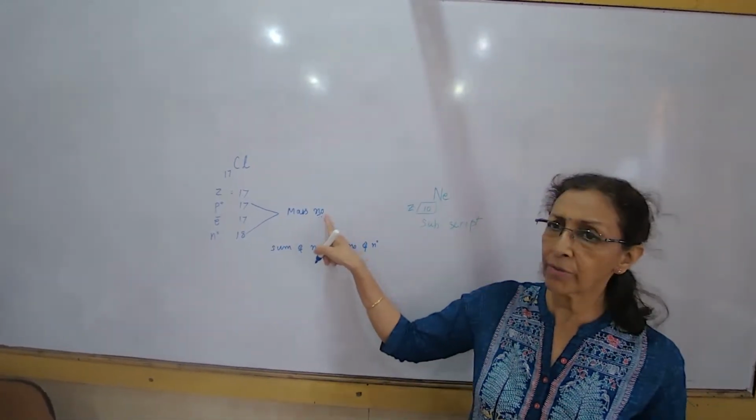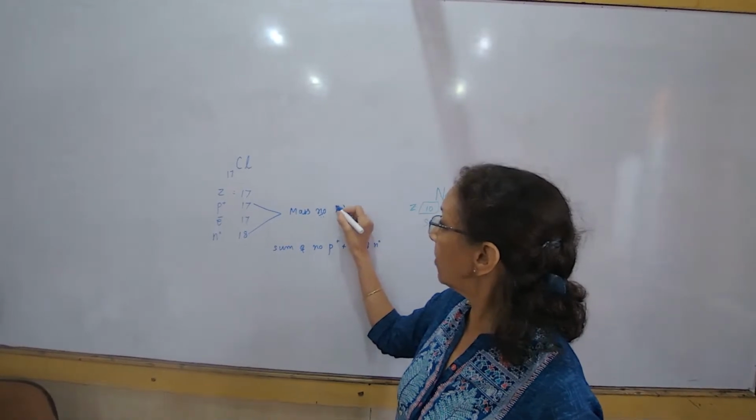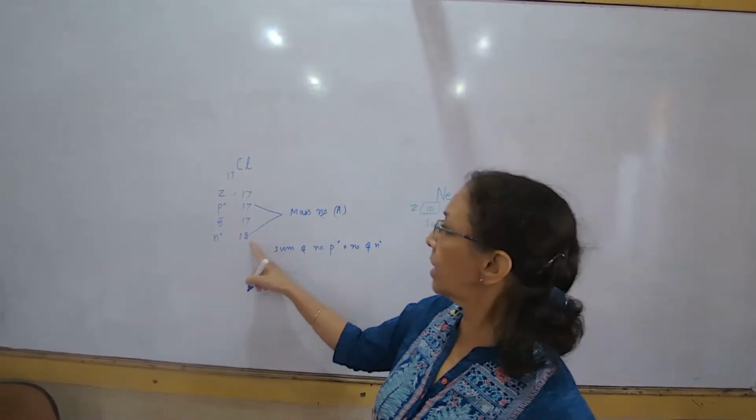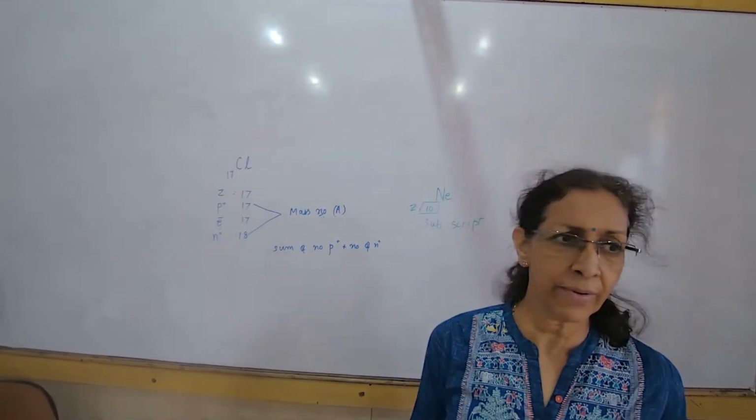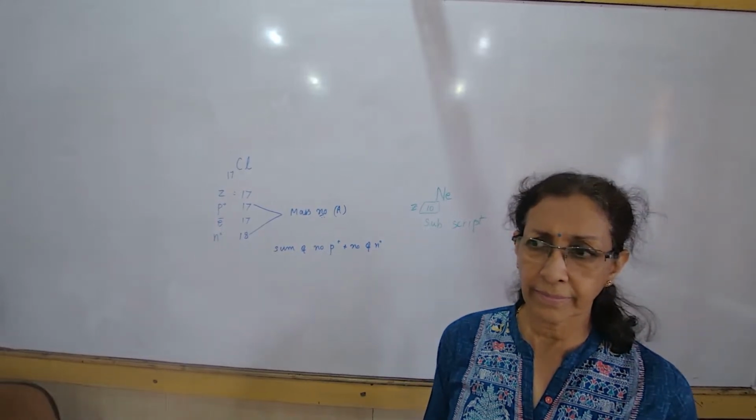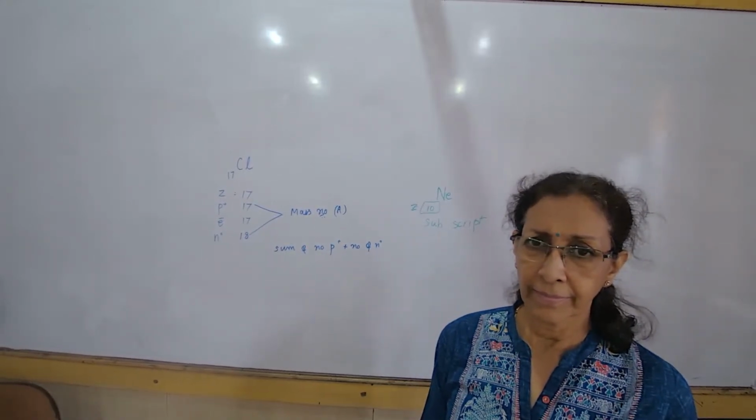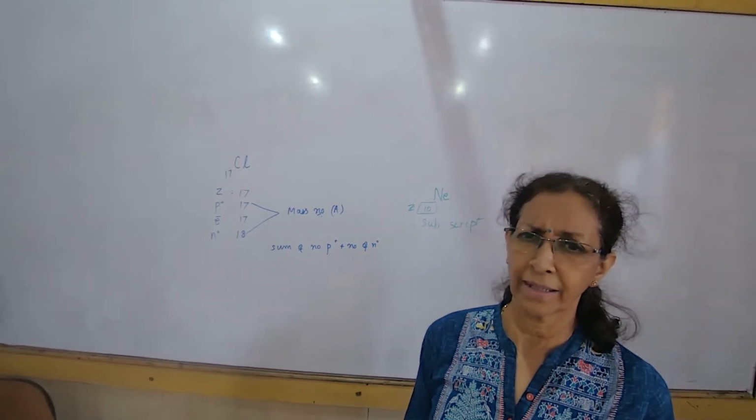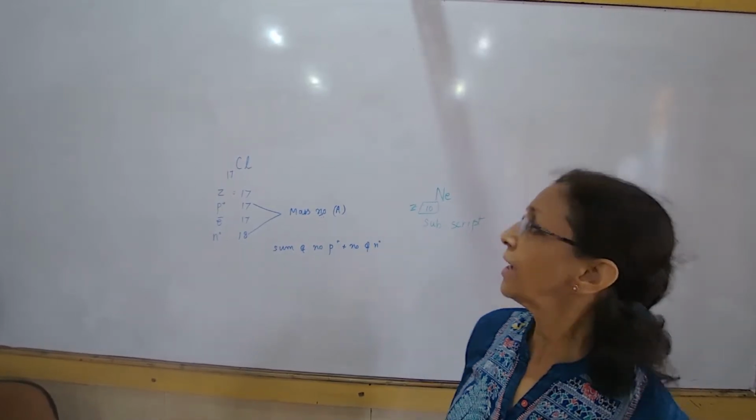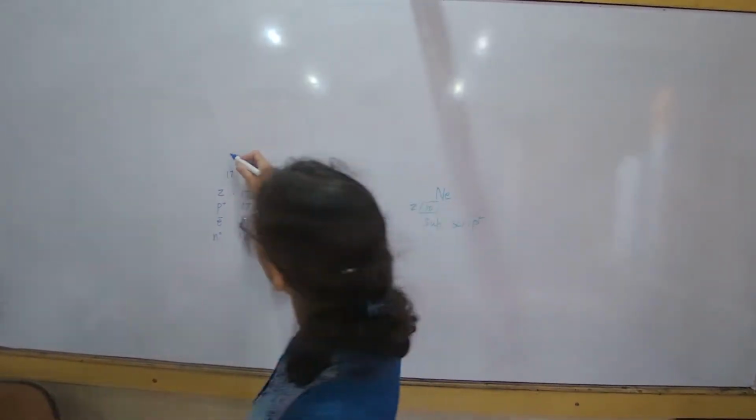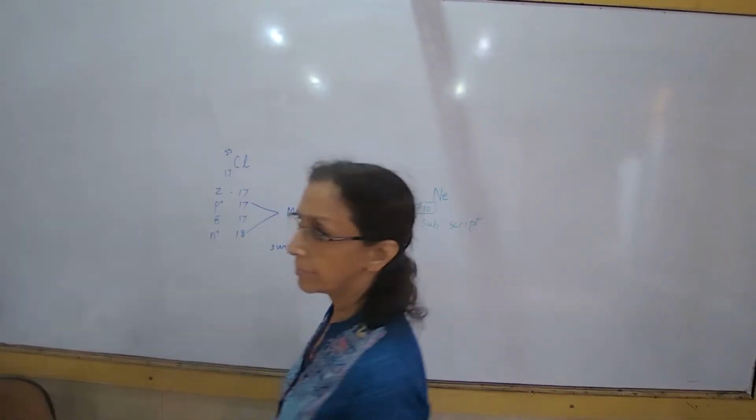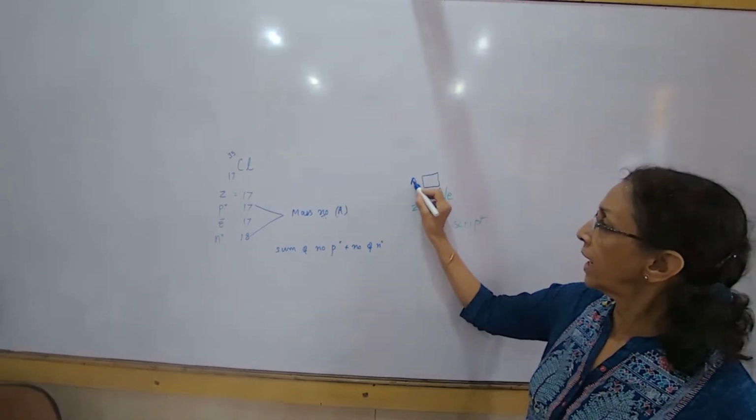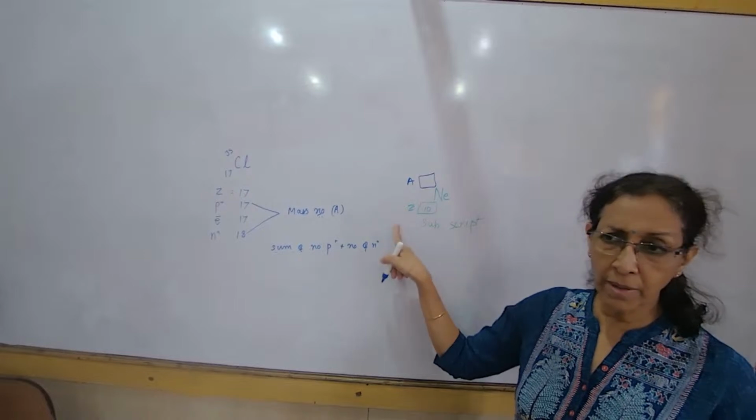And how do we indicate mass number? We indicate it by the alphabet A. Now in this case, what will be the mass number here? 18 plus 17, how much is it? 35. So where will you write 35? 35 is written on the top. Any number which is written on the top will refer to A. Any number which is written on the bottom will be Z.